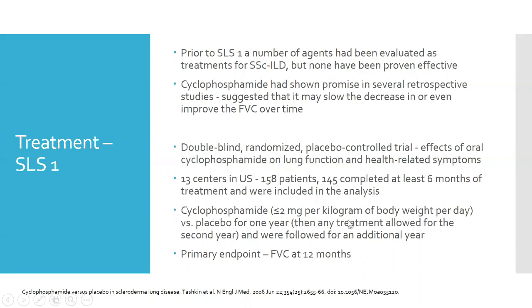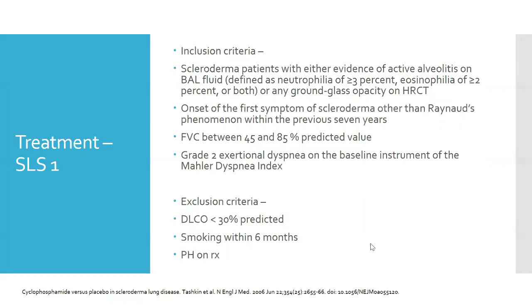At 13 centers in the US, they administered cyclophosphamide at less than or equal to 2 milligrams per kg per day versus placebo for 1 year, and they were followed for an additional year. The primary endpoint was the change in percent FVC at 12 months. For inclusion, they included scleroderma patients if they had evidence of active alveolitis on BAL or any ground glass opacity, so basically more active scleroderma patients, with FVC between 45 and 85%.